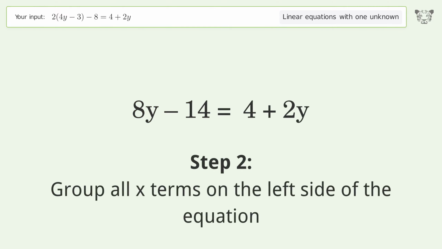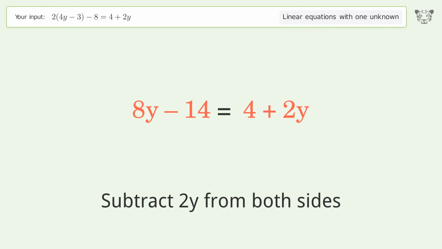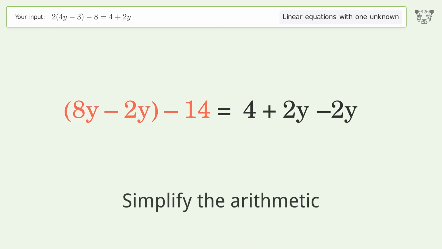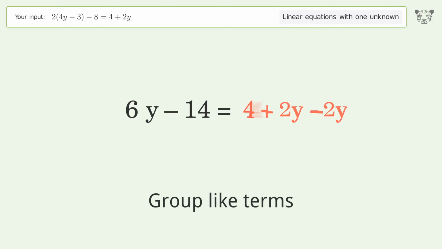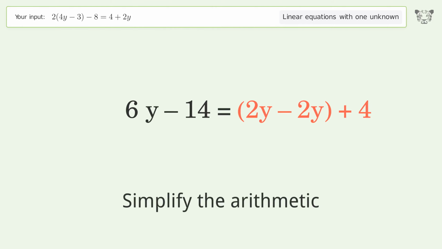Group all x terms on the left side of the equation. Subtract 2y from both sides. Group like terms. Simplify the arithmetic. Group like terms. Simplify the arithmetic.